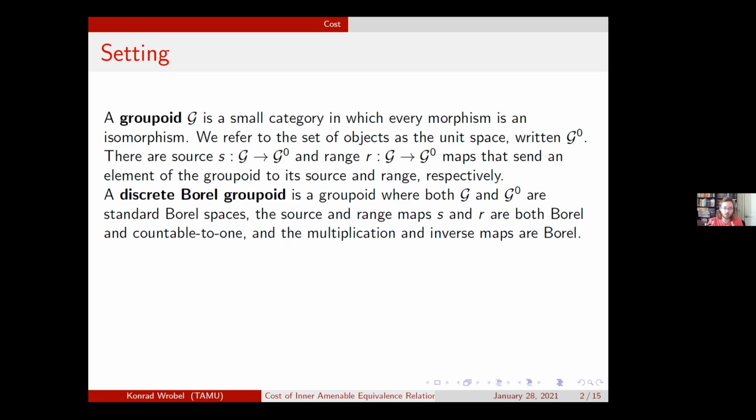We can compose arrows. So if the range of an arrow is the same as the source of another arrow, or the tail and the head of an arrow match up, we can compose them to get a new arrow. If I could draw, maybe I could draw a little picture, but I can't seem to figure that out right now. So we'll just keep going.